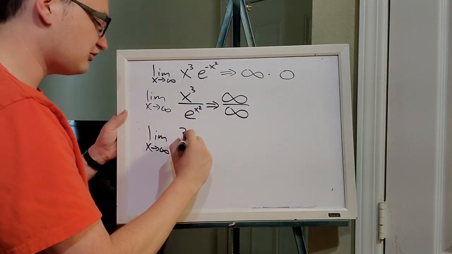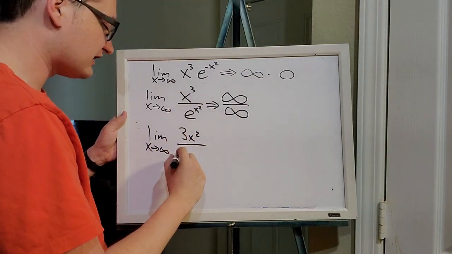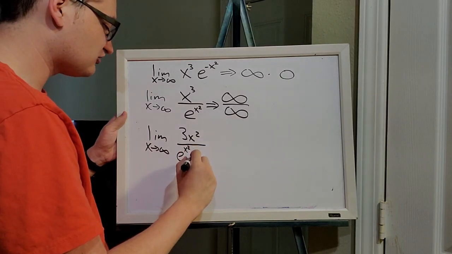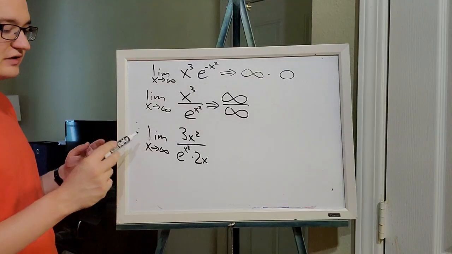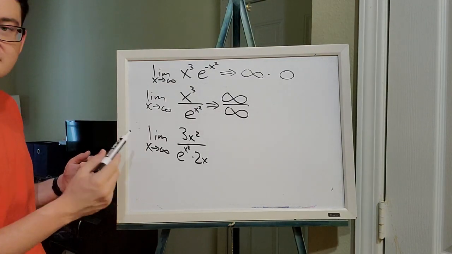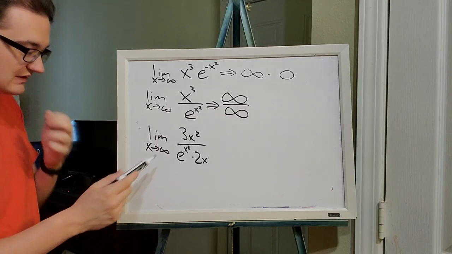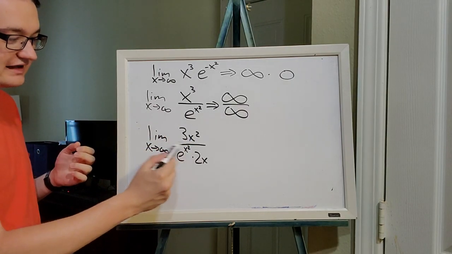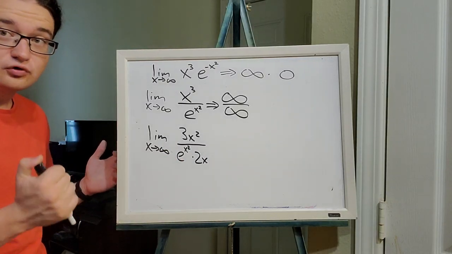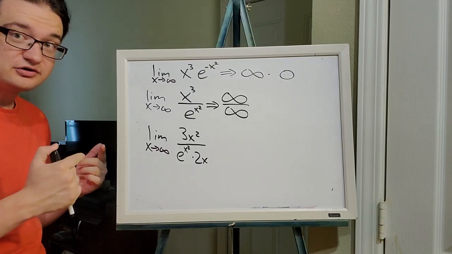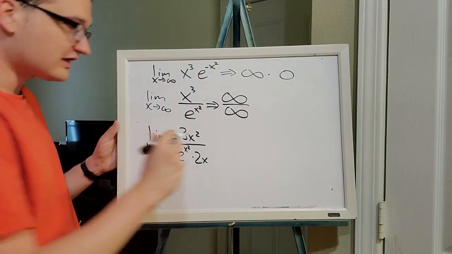Derivative of x cubed, 3x squared. Derivative of e to the x squared is e to the x squared times 2x. And if we apply the limit here, this is going to infinity and this is going to infinity too. So that's an indeterminate form. We could keep taking the L'Hopital's rule, could keep doing the derivatives, we'd have to do some product rules, or we can do this real quick.